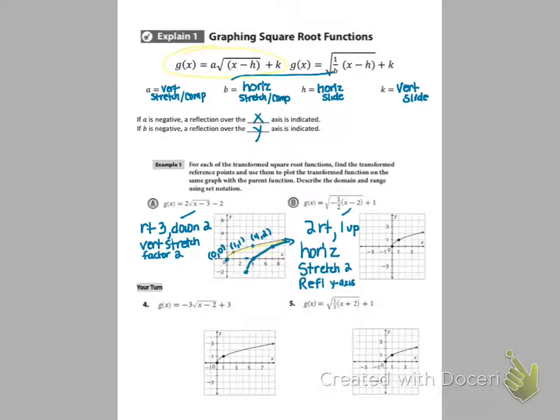So now to graph that, the first thing we're going to do is use that slide of 2 right and 1 up to locate the new starting point. So I could go 2 to the right and up 1, which would actually put me right there. But remember, I also then have to reflect over the y-axis. So now instead of this being over here on the right-hand side of the y-axis, it's now going to be over on the left-hand side. And it's going to be facing to the left now.